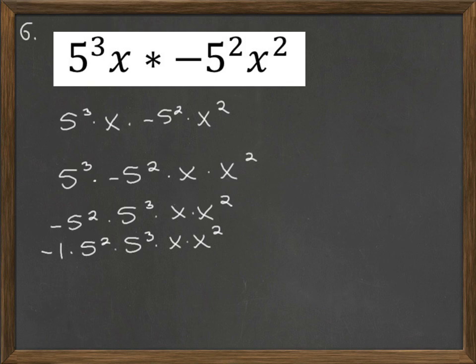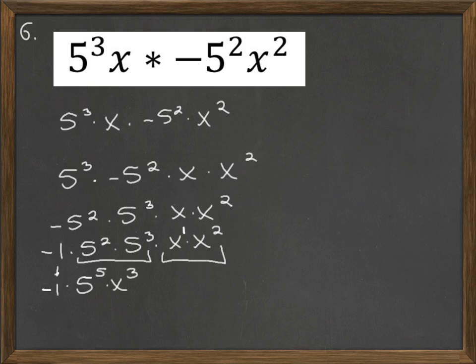Okay, so the negative 1, he's just going to come down with us, right? And then with these other guys, we can apply the product rule. So again, the product rule says if I have the same base, we can add our exponents. So 5 to the 2 plus 3 power is 5 to the 5th power. Then with x, we're going to have a 1 here. 1 plus 2 is 3.